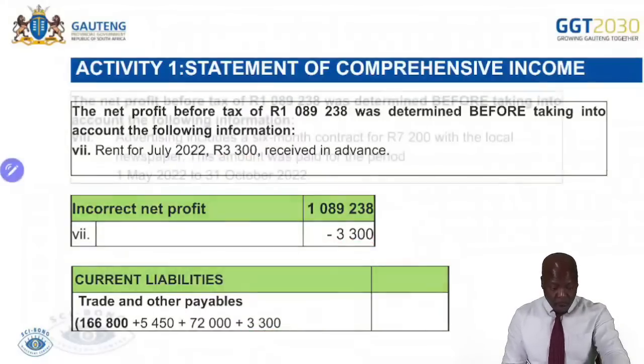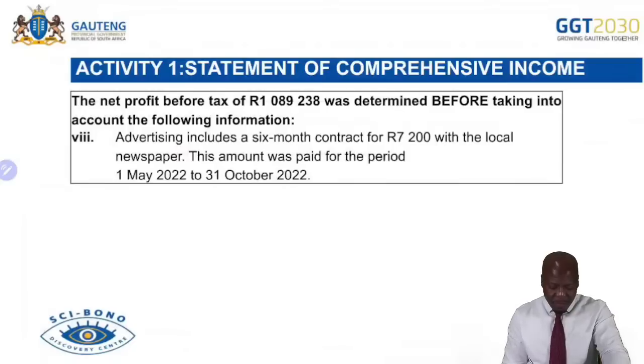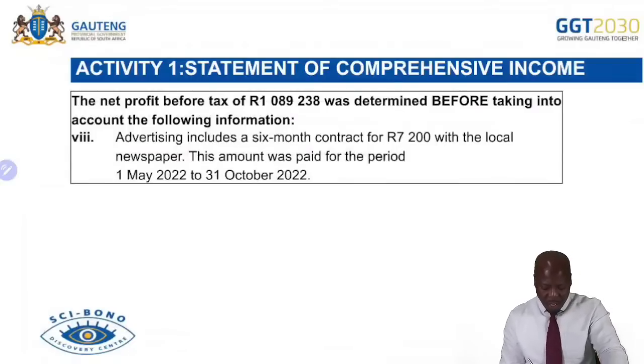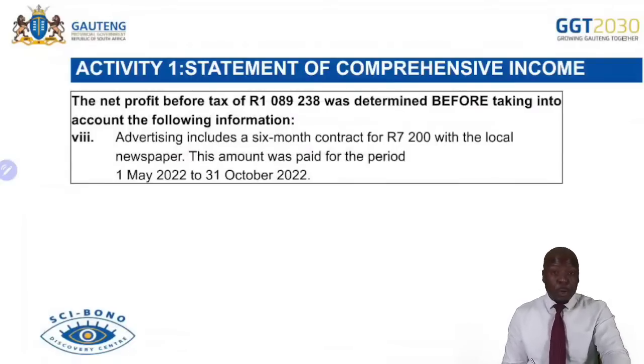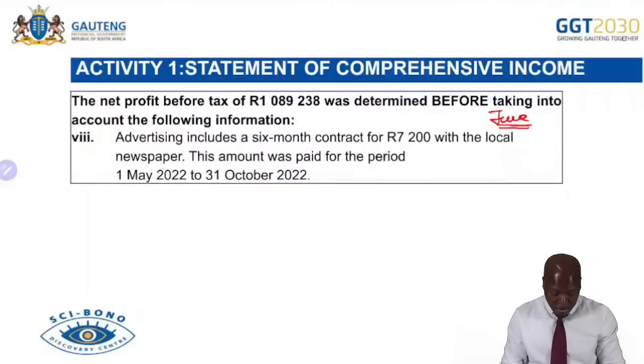Thank you. Let's go. The next adjustment says, advertising includes a 6-month contract for 7,200 with the local newspaper. This amount was paid for the period 1 May to 31 October 2022. Remember our financial year is ending in June. You have to keep that in mind. Remember the 10 minutes reading time, that is where you need to keep that information. This financial year ends in June. So we are now told that we have paid from the 1st of May to the 31st of October.